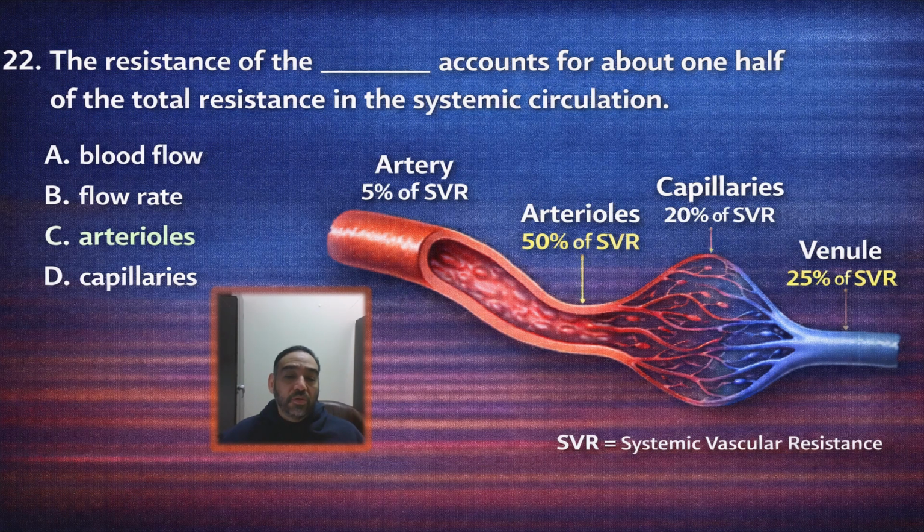And then D is capillaries. Capillaries is a structure, and this one may trick people. Capillaries are tiny, so shouldn't they have high resistance? Individually, yes, they do, but there are millions of capillaries arranged in parallel. Parallel circuits dramatically reduce total resistance. So even though each capillary is small, the overall capillary bed resistance is much lower than arterial resistance.